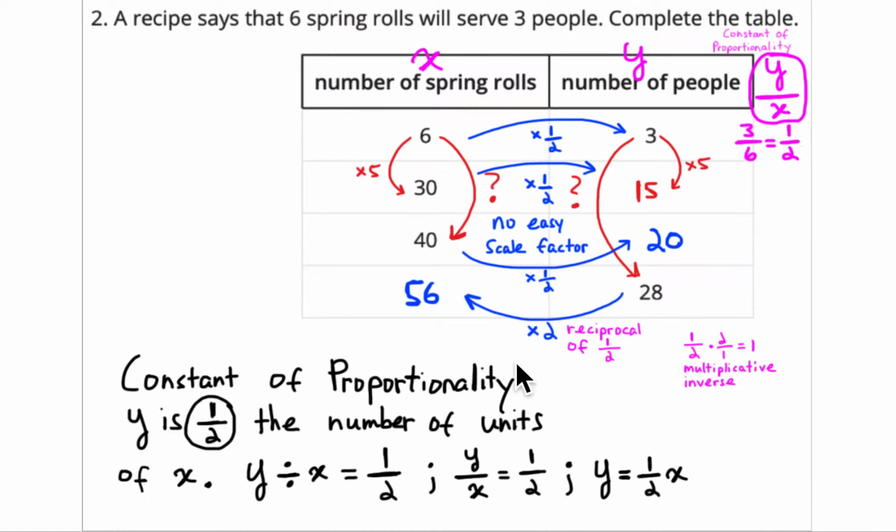y to x. And in words, if you say that y is 1/2 the number of units of x, then what you can say is that y divided by x is equal to 1/2, or y over x is equal to 1/2. And more directly in math symbols, y is 1/2 the number of units of x. So y equals 1/2 x.